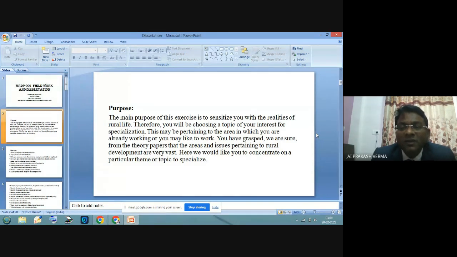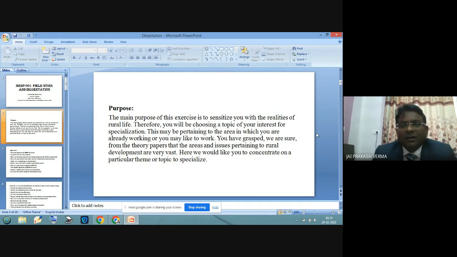You have grasped, we are sure, from the theory papers, that the areas and issues pertaining to rural development are very vast. You already know about that. We have covered many dimensions of rural development. So you can choose one specific area, like one specific program which is running in African countries for the livelihood and upliftment of the well-being of rural people. You can also choose programs which are running in your country.